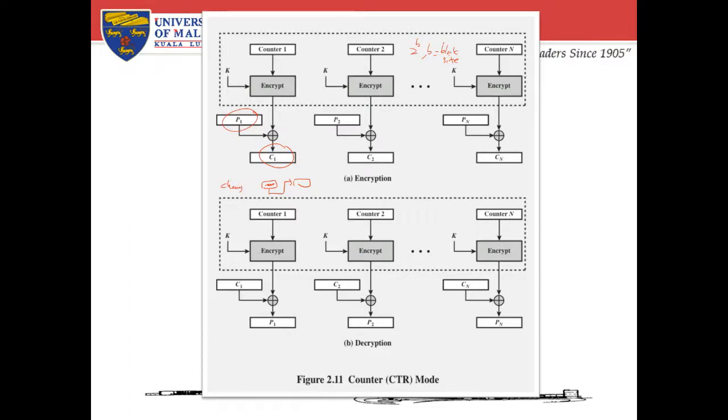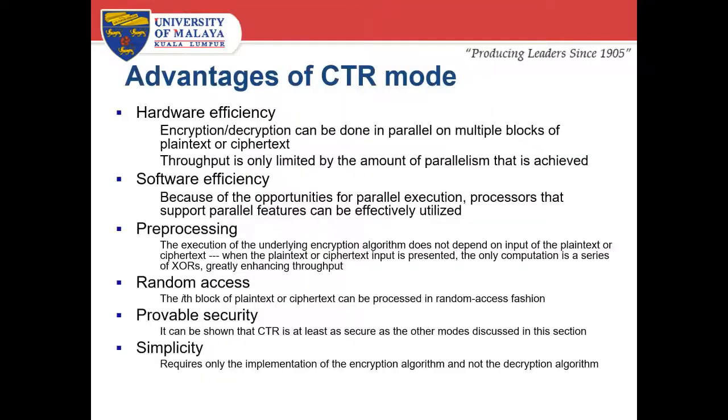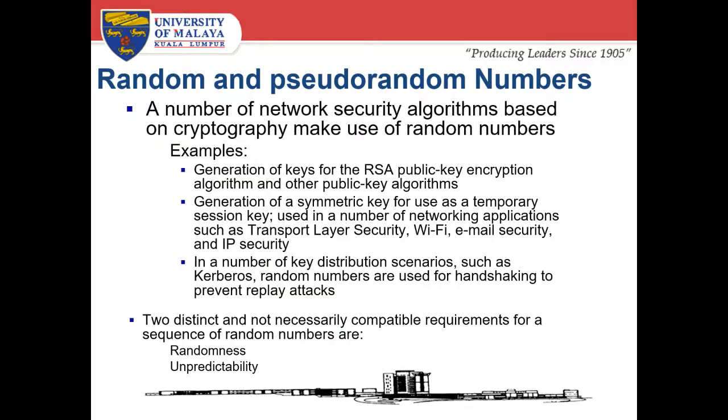Unlike the ECB and CBC modes, counter mode requires only the implementation of the encryption algorithm and not the decryption algorithm. So you can see here is the encryption and this is the encryption, both encryption algorithms. This matters most when the decryption algorithm differs substantially from the encryption algorithm, as it does for AES. In addition, the decryption key scheduling need not be implemented. So this is the cipher block modes. Okay, you have the hardware efficiency, software efficiency, pre-processing, random access, provable security, and the simplicity.